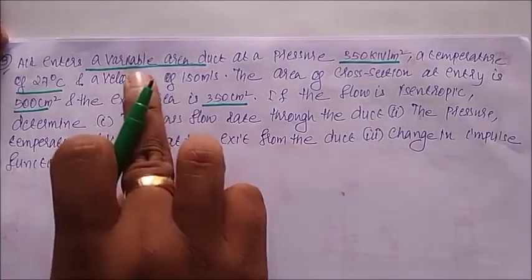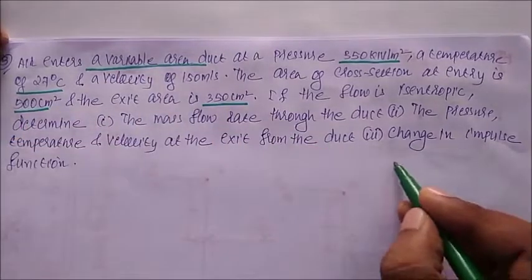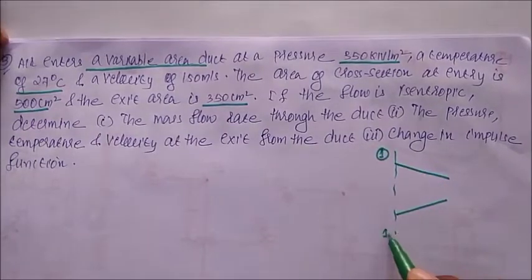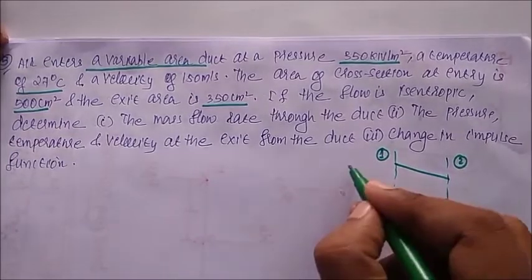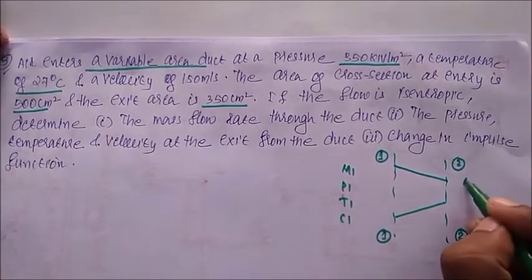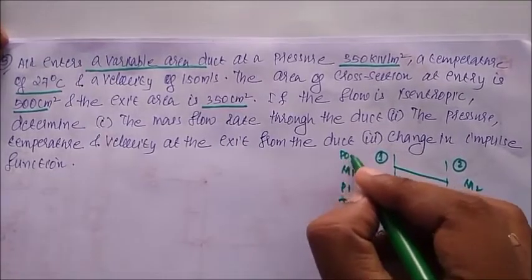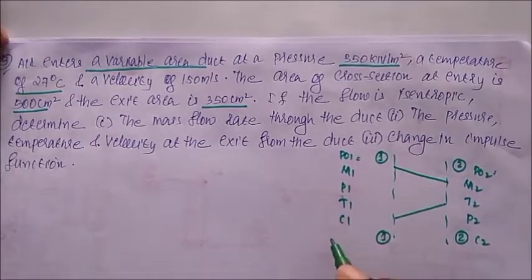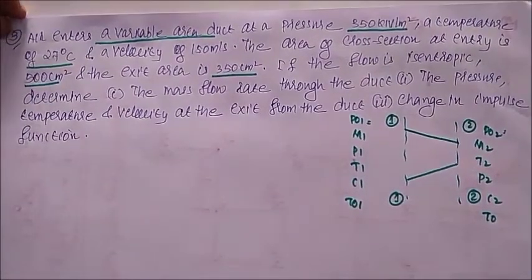The air enters a variable area duct with inlet area 500 and exit area 350. Inlet is section 1 and exit is section 2. Therefore the property values are M1, P1, T1, C1, and M2, T2, P2, C2. P01 is equal to P02, both values are the same. Similarly, T01 is equal to T02. Stagnation conditions are constant in the case of isentropic flow.